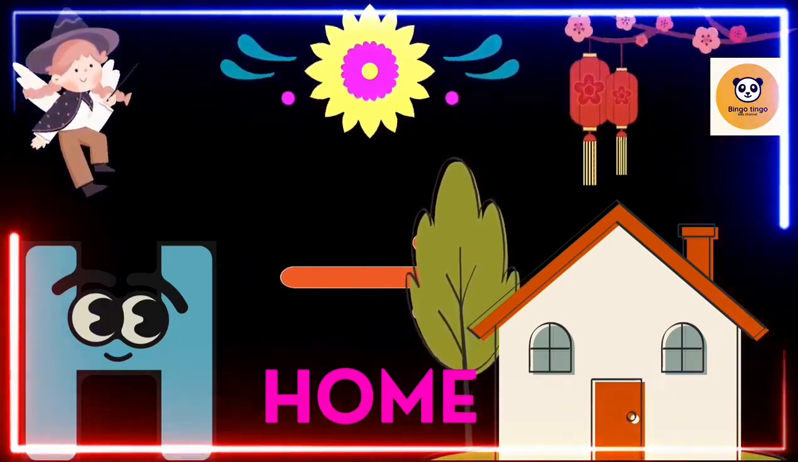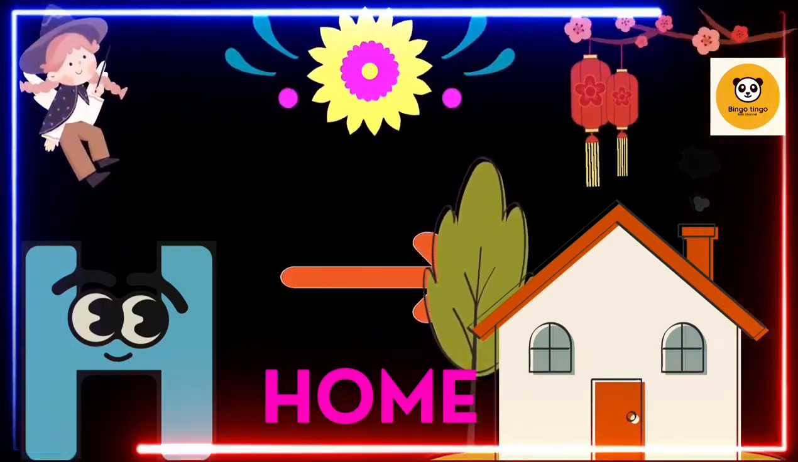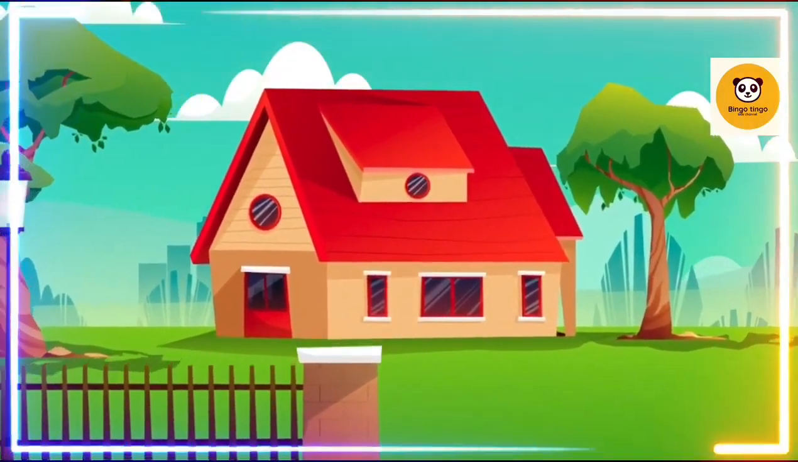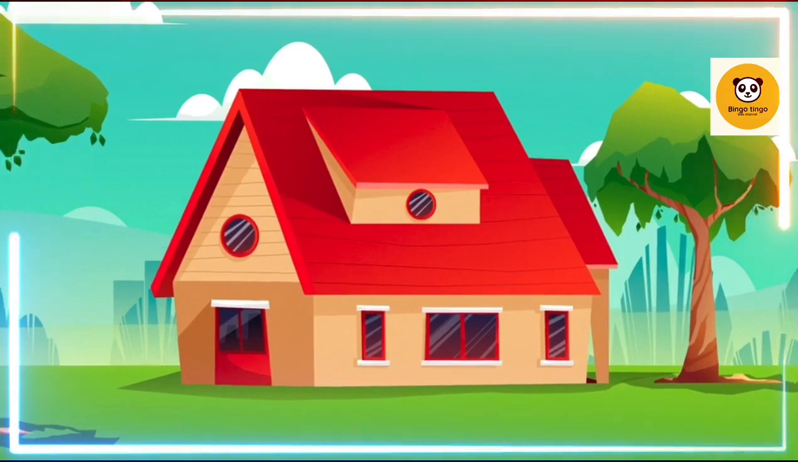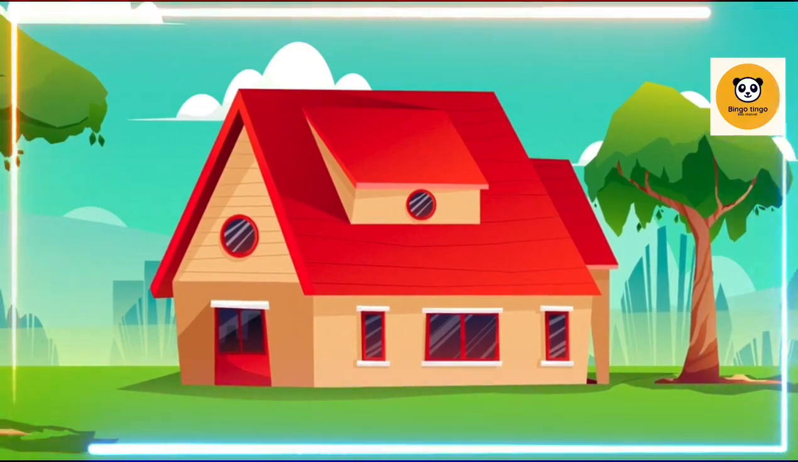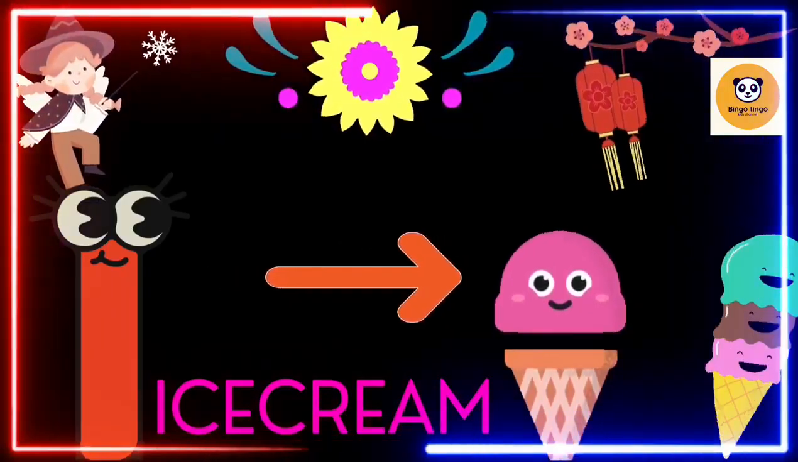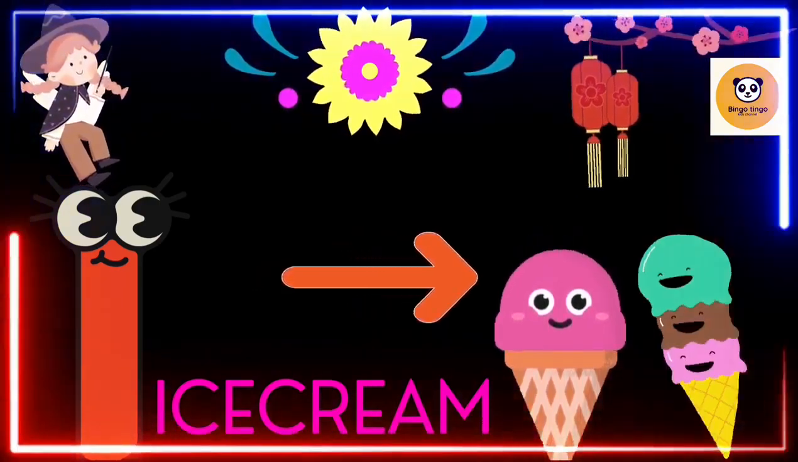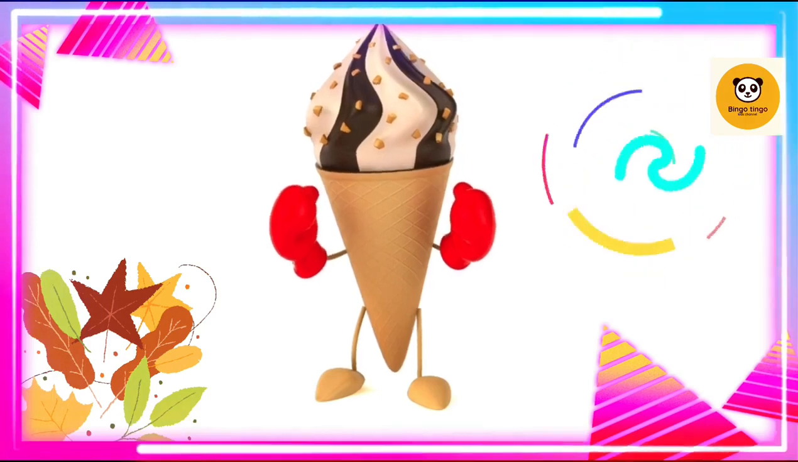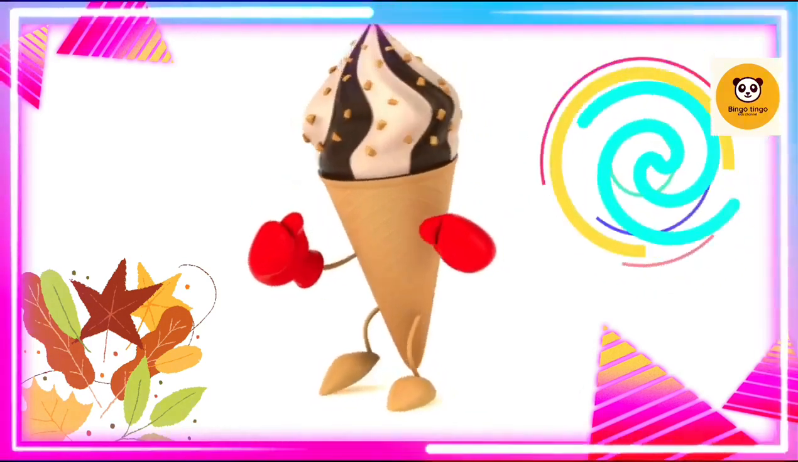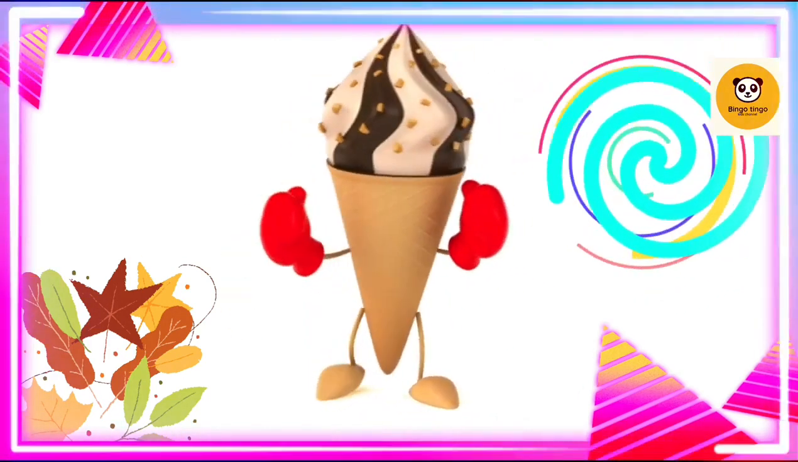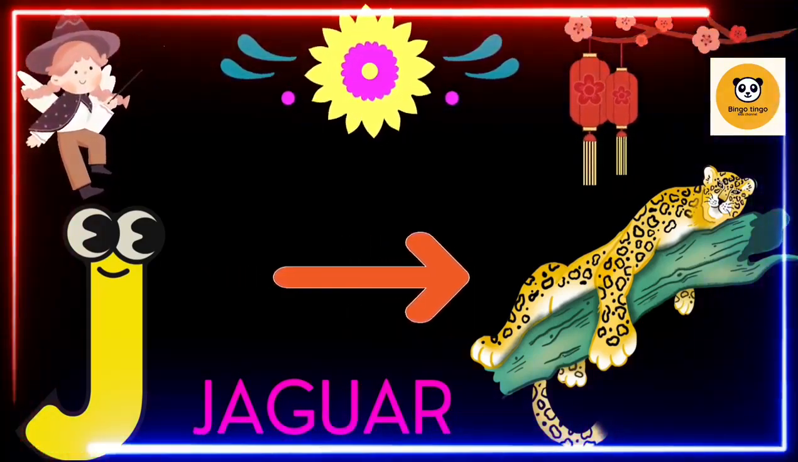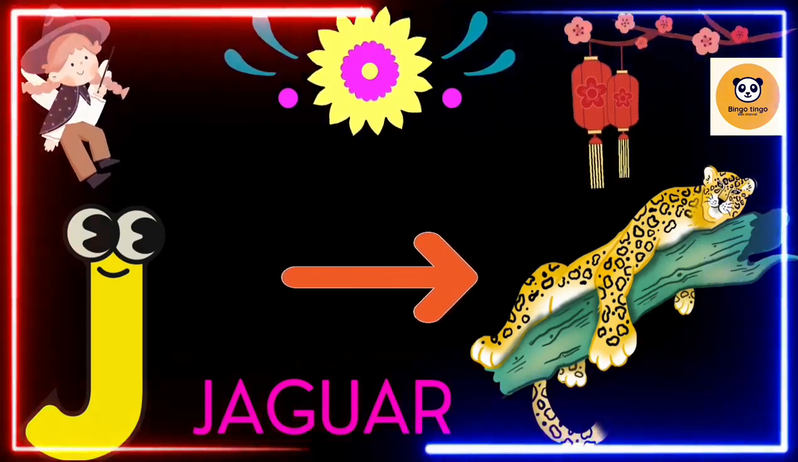H. H for home. I. I is for ice cream. J. J is for jaguar.